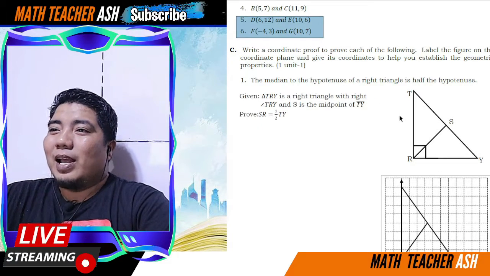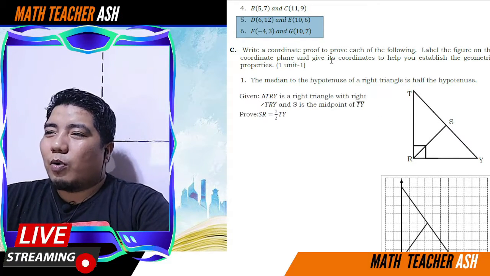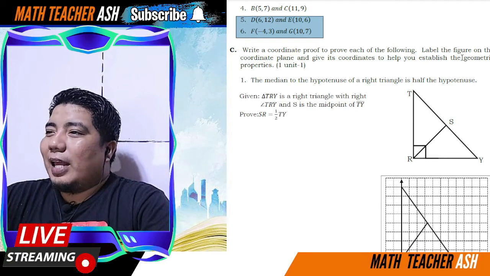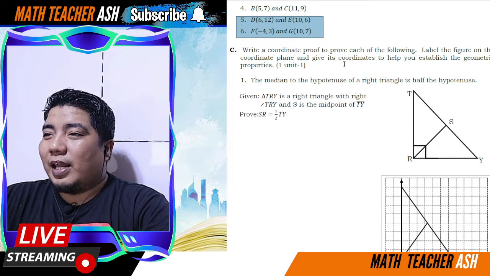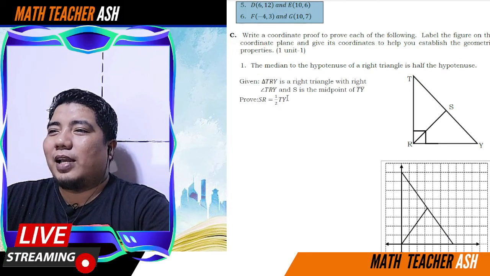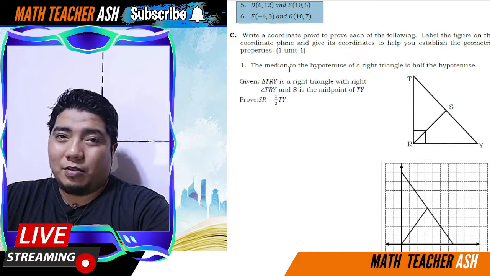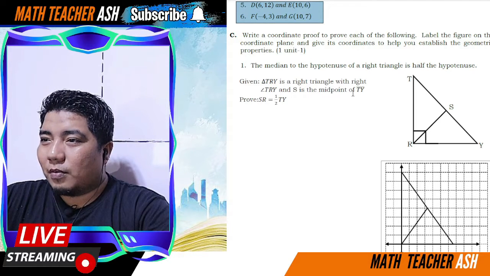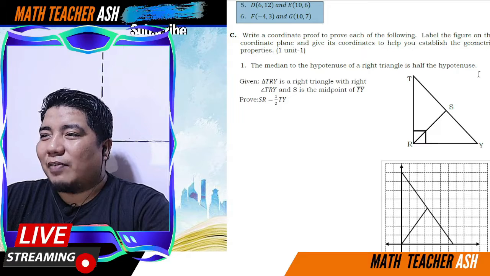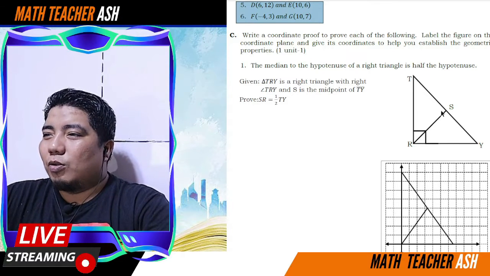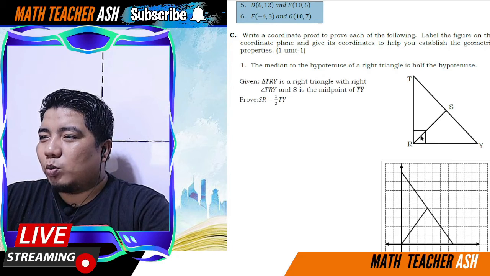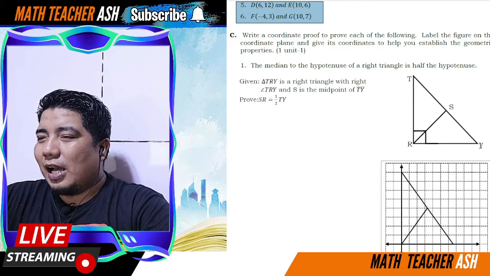Now, let's go to letter C, write a coordinate proof to prove each of the following. Label the figure on the coordinate plane and give its coordinates to help you establish the geometric properties. Alright. The median, ito yon, to the hypotenuse of a right triangle is half the hypotenuse. Okay. So the median, the measurement of this one is half of this hypotenuse.